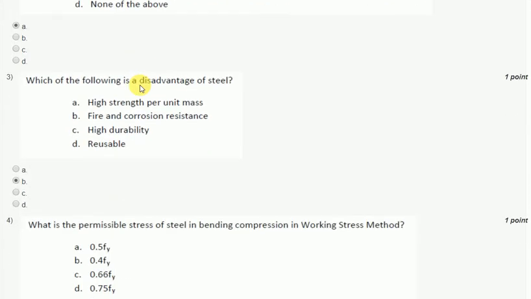This is question number 3. Which of the following is a disadvantage of steel? That means option B, fire and corrosion resistance. This is the disadvantage of steel, and all the other options are advantages of steel, that means high strength per unit mass. These are all advantages. So option B is the correct option. Now move to question number 4.